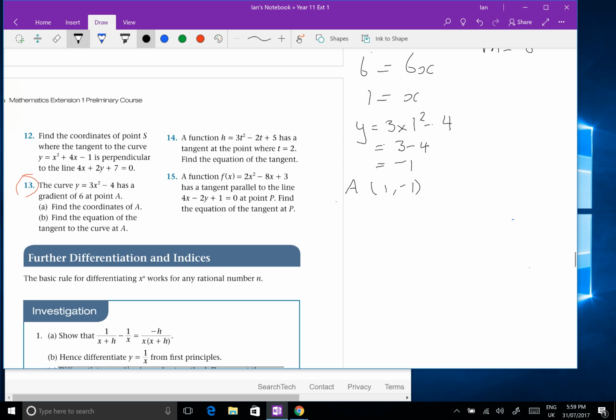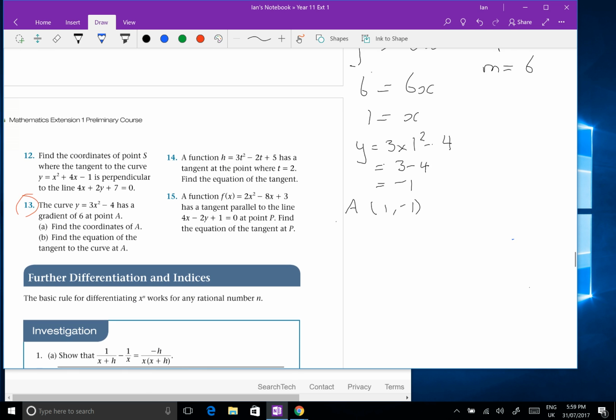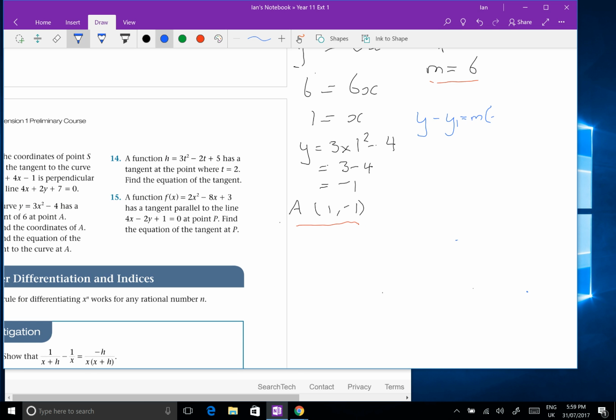Then it asks me to find the equation of the tangent at this point. Well, I already know that the gradient is 6 and I have this coordinate. So I'm just going to use, again, y minus y1 equals m outside of x minus x1. So y minus negative 1 equals 6 outside of x minus 1. y plus 1 equals 6x minus 6.